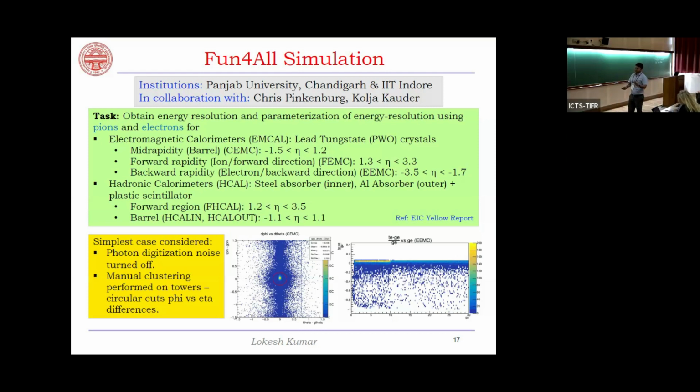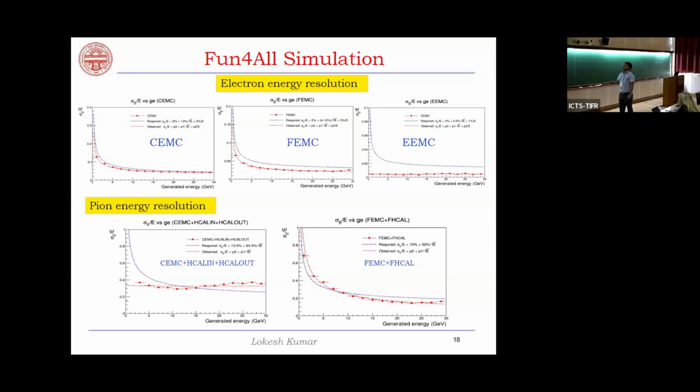You make a circular cut to do the manual clustering, and this is the difference in tower energy to the generated energy as a function of generated energy to get the resolutions. So the plot here shows electron energy resolutions for central, forward and backward electromagnetic calorimeters, and this is representing the pion energy resolutions for electromagnetic and hadronic calorimeter combinations.